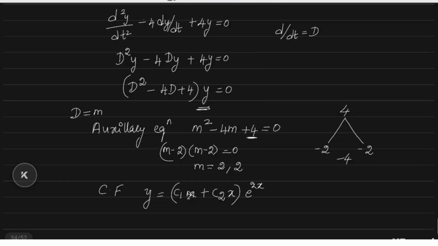In this case, since your right hand side is 0, this complementary function will be your complete solution. So your complete solution would be y is equal to (c1 plus c2x) into e raised to 2x.